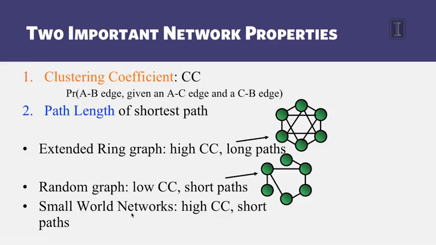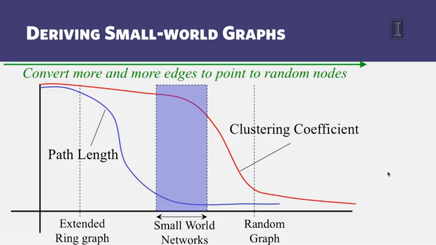So the reason I discussed the extended ring graph and the random graph is that you can actually show how to reach some types of small world networks by using these two types of graphs. Specifically, you take an extended ring graph, which has very structured edges, and you take one edge at a time and you make that edge point to random nodes. Okay, so you don't change the number of edges, but you take one edge at a time and make it point across random pairs of nodes.